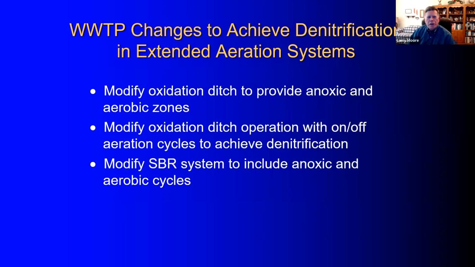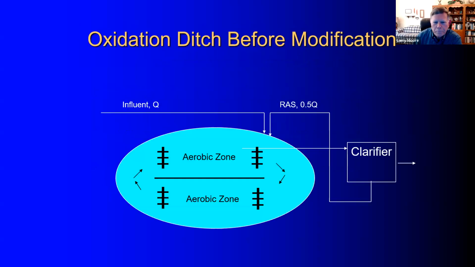So what can we do to the ditch? We want to modify the ditch, the way we're operating it, so we create an anoxic zone and enhance denitrification to achieve the benefits that we talked about. And we can do that with on-off operation of the aerators, or we might try to turn some of our aerators off and create an anoxic zone in parts of the ditch. I'll show you that in just a moment. And then we can also modify our sequencing batch reactor to include anoxic zones as well.